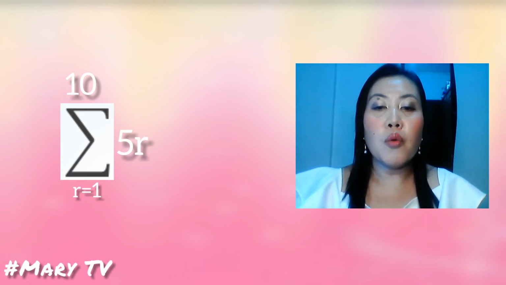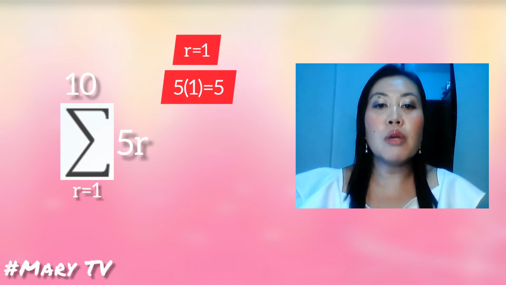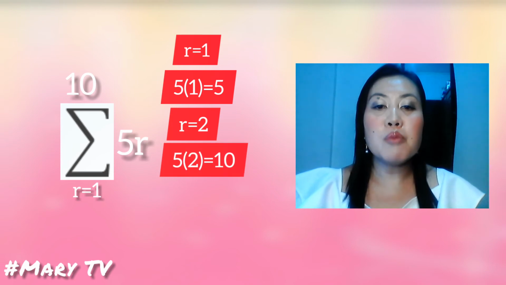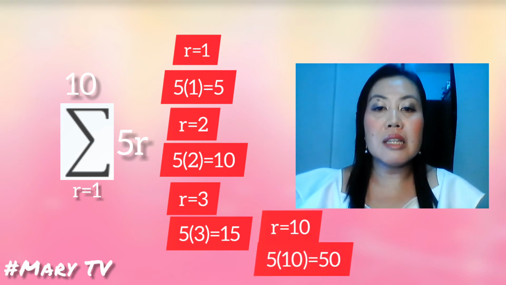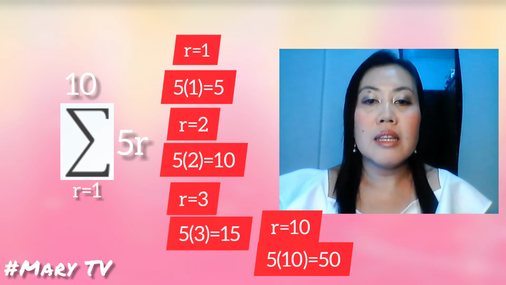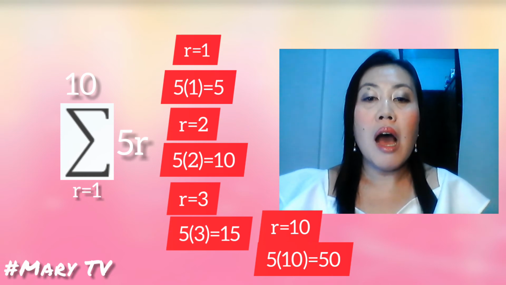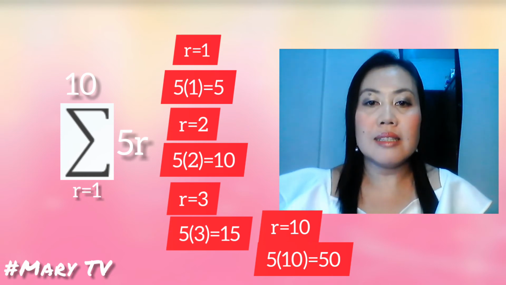When n, or when r is equal to 1, 5 times 1 is equal to 5. When r is equal to 2, 5 times 2 is equal to 10. When r is equal to 3, 5 times 3 is equal to 15. When r is equal to 10, 5 times 10 is equal to 50. So you're going to get the value of 5r from 1 up to 10.